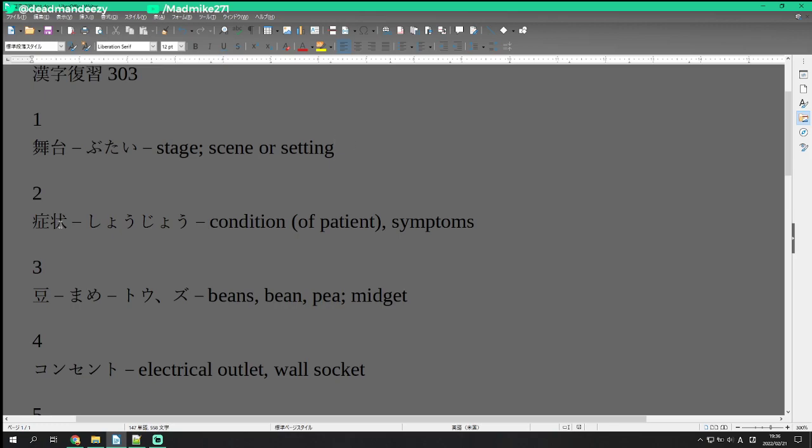Number 2 is shoujo. Sho on the left side is symptoms, and jo on the right side is a current state or condition of something. So to be in a symptomatic state, this is your condition of a patient or their symptoms themselves. Shoujo is a symptomatic state or condition.